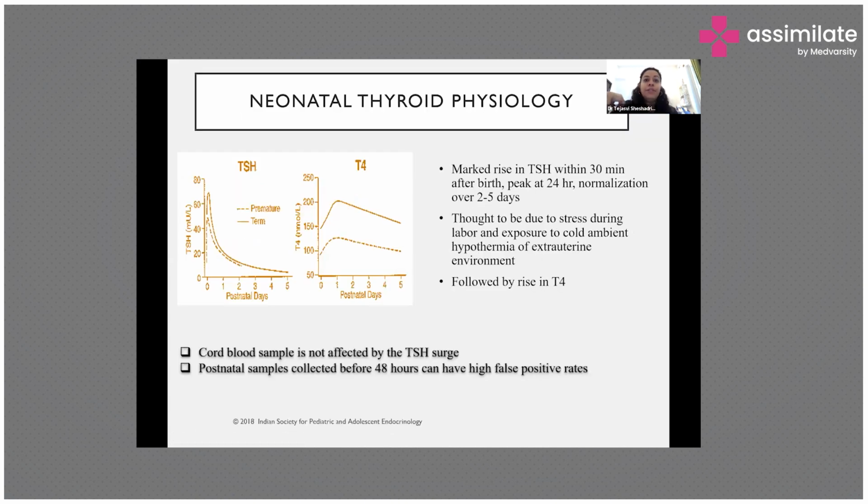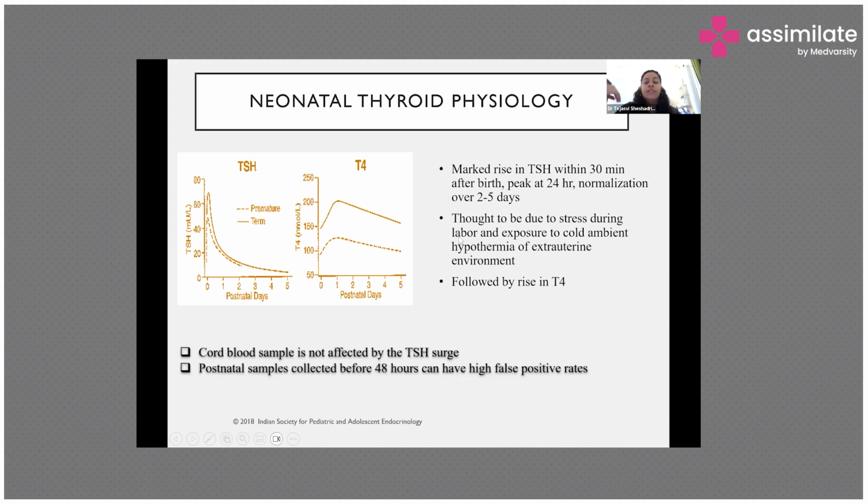So a bit about the neonatal thyroid physiology. As we all know, in a newborn baby in the first 24 to 48 hours, there is a huge peak in the TSH. The TSH peaks, especially within 30 minutes after birth, it peaks at 24 hours, and slowly over 2 to 5 days, it normalizes. Once the TSH peak happens, that is when the rise in T4, or the T4 peak, also happens.